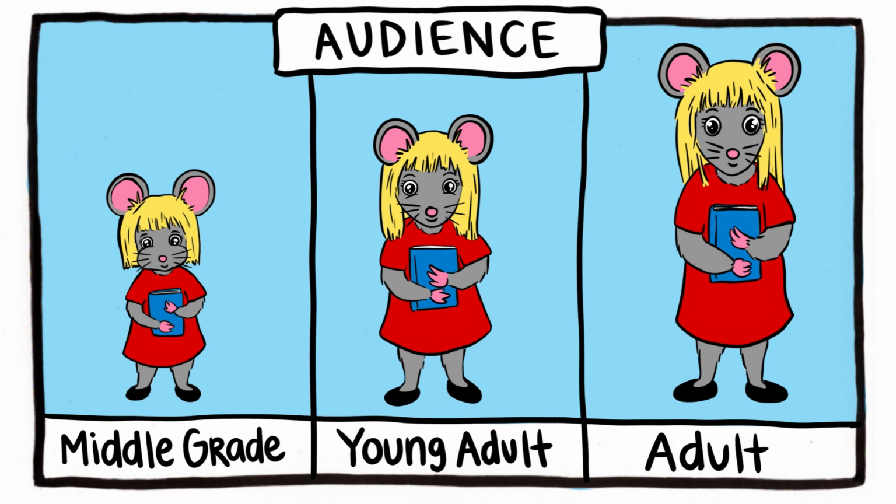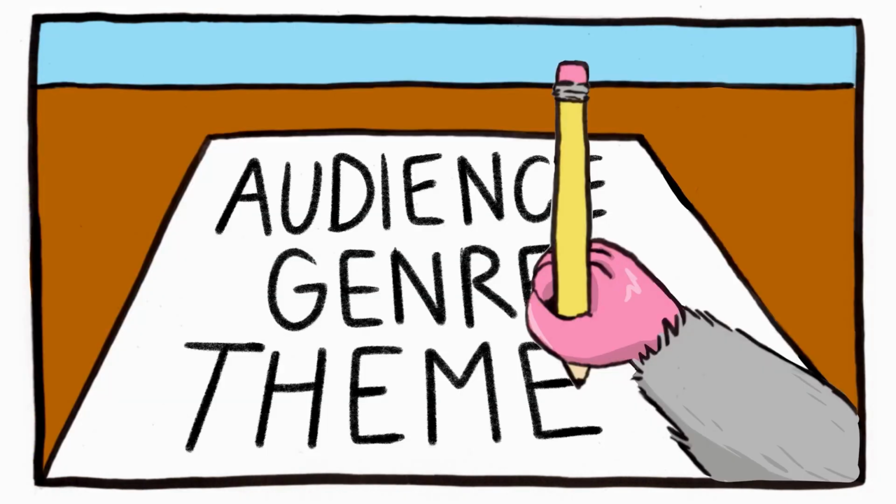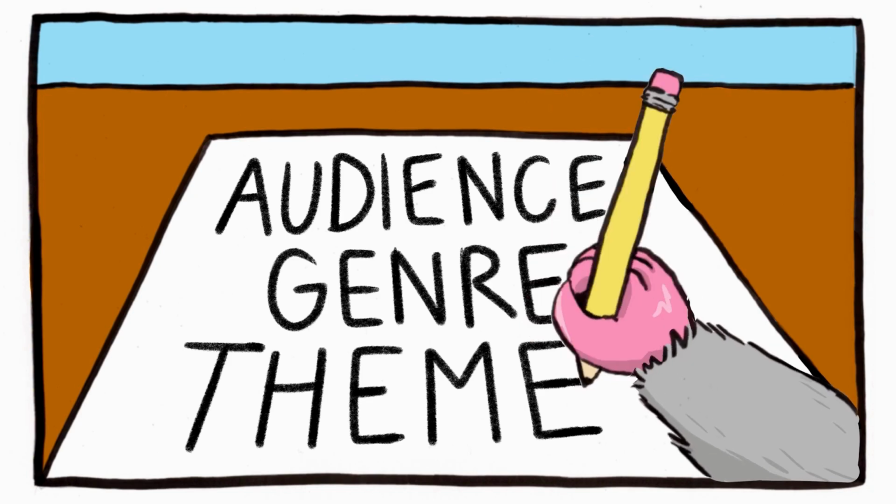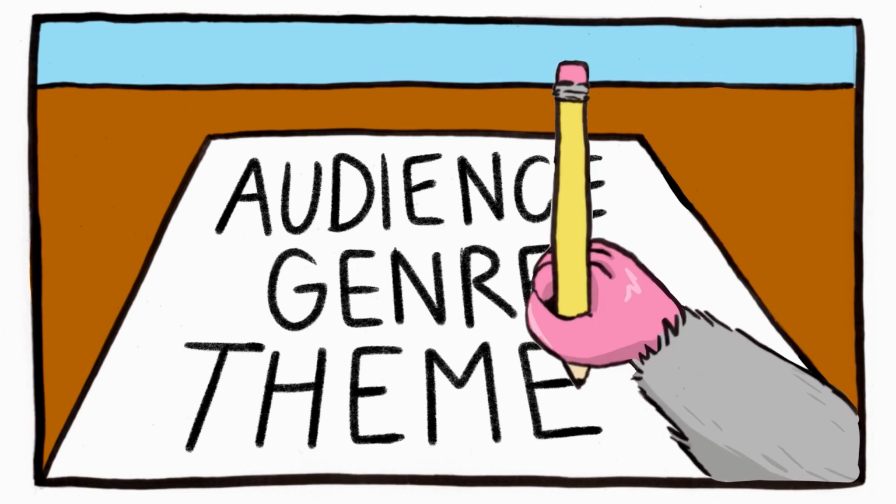Most of the industry divides graphic novels into 3 age groups: middle grades, ages 8 to 12, young adults, ages 12 to 18, and adults, 18 plus. It's important to determine the genre of the story. Is the story fiction or nonfiction? Will it be a love story or a true crime? The theme is basically the point of the story. Why are we telling the story?